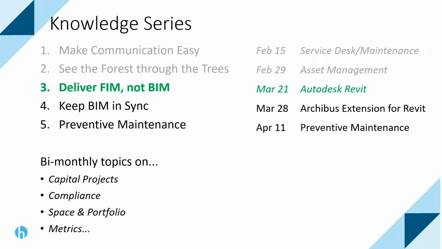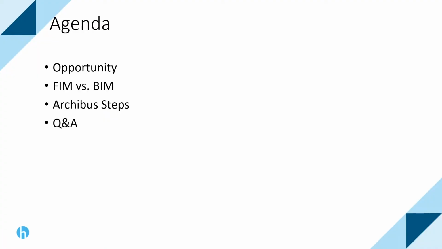Today we're going to be talking about delivering FIM, not BIM, and then we do have a couple of sessions coming up in the next couple of weeks. This is really part one of two BIM-based sessions. In the next session, we're going to talk about actually synchronizing your BIM model to Archibus, but today is more about what you need to do to get the model ready. So we're going to talk a little bit about the current opportunity that you have. What is FIM? FIM is kind of a word that I like to use, but it's not the word that everybody uses versus BIM. And then what steps do we recommend that you prepare to get this working in Archibus?